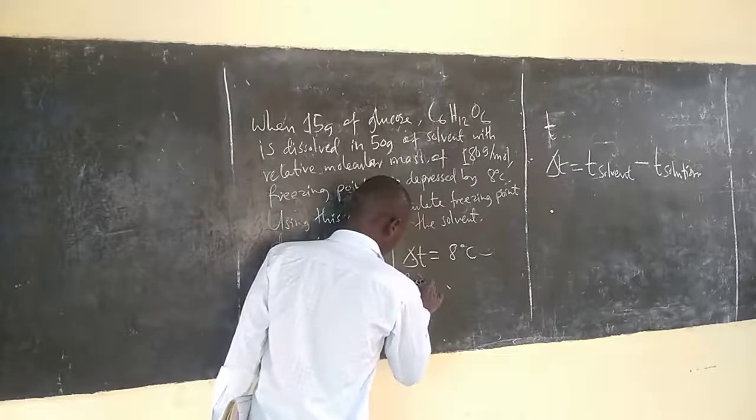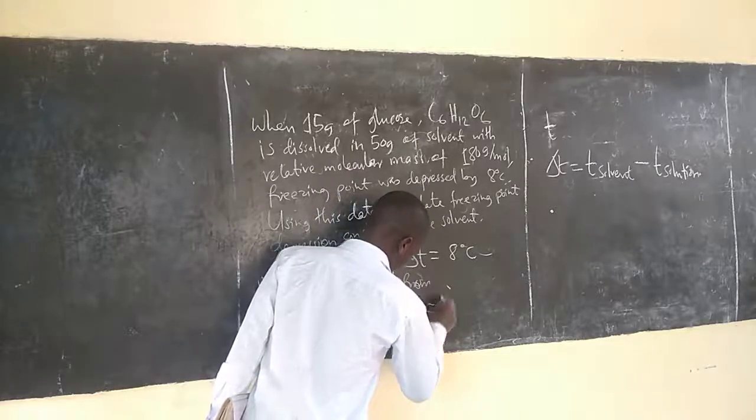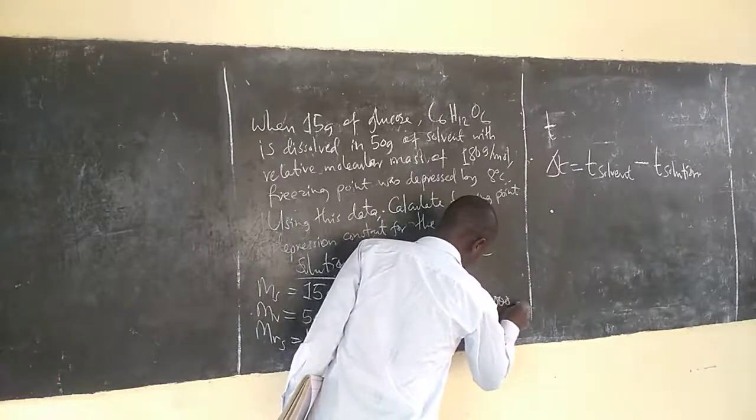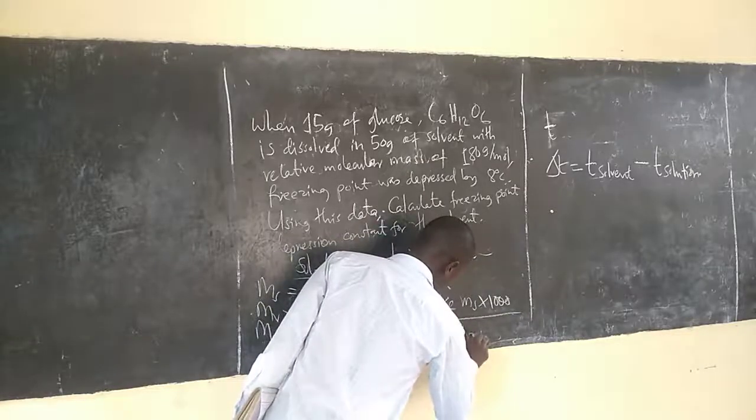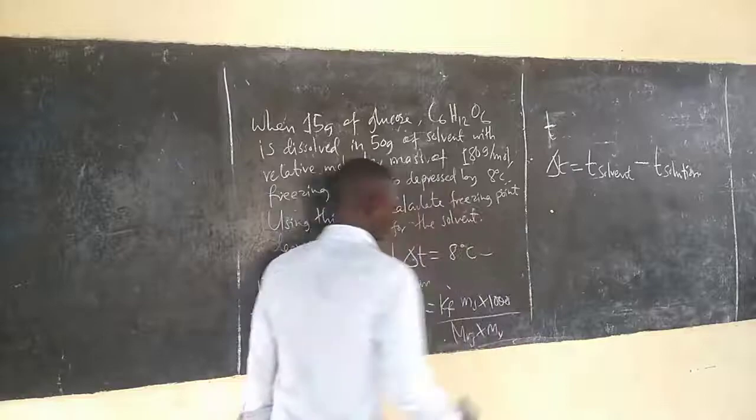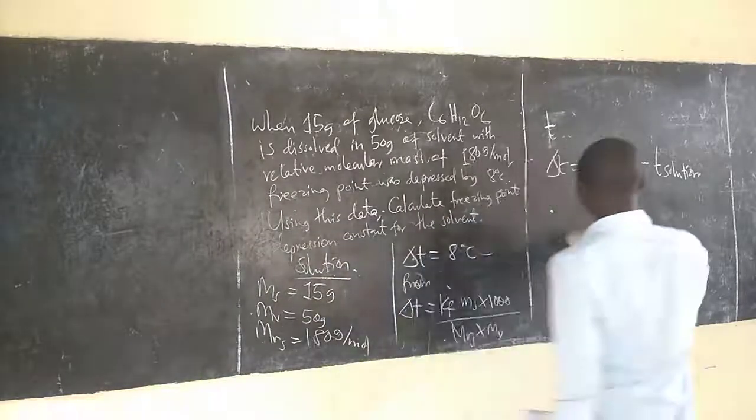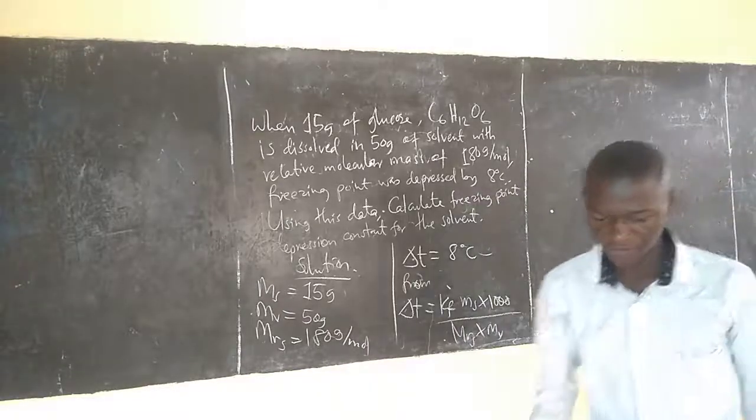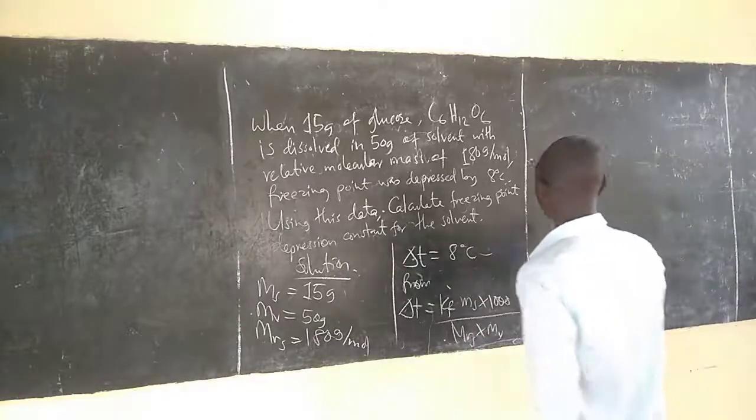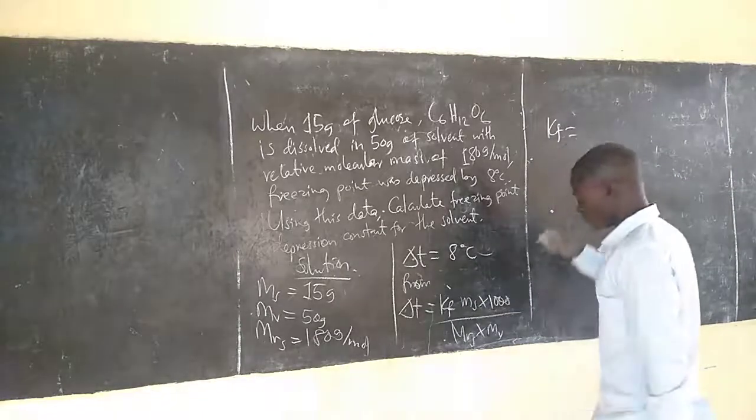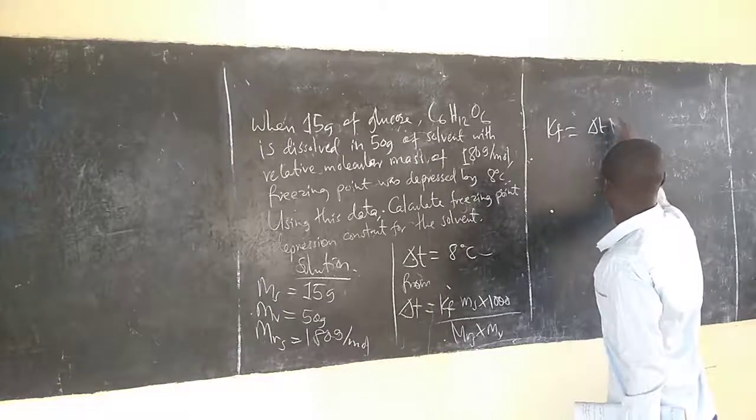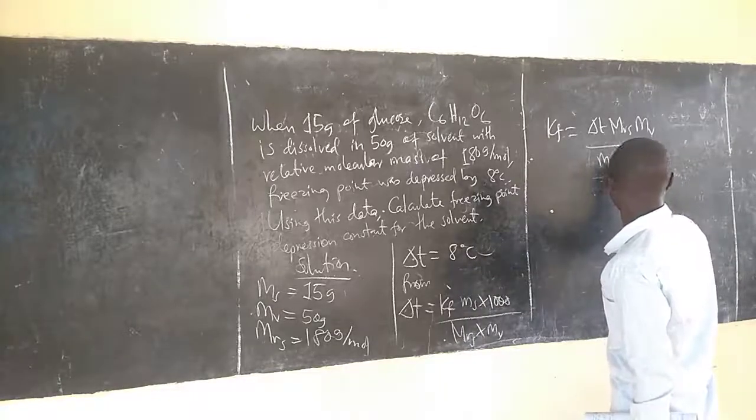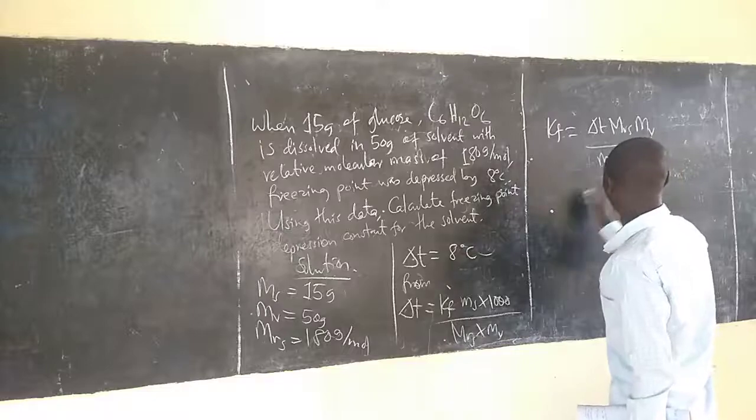freezing point depression is equal to Kf times mass of solute times 1 divided by molar mass of solute times mass of solvent. What we are required to find in this question is Kf, which is the freezing point depression constant. So we say Kf is equal to, making it the subject, change in T times molar mass of solute times mass of solvent divided by mass of solute times 1000.